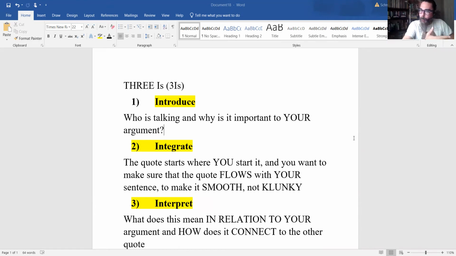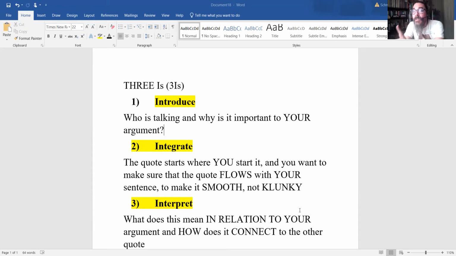You don't have to start at the beginning. You don't have to end at the end. You start it where you need to, and you end it where you need to. And it flows with your own sentence. You want to make sure that it is smooth. You want to make sure that it is integrated smoothly, not clunky. And then after you do that, then you interpret it.